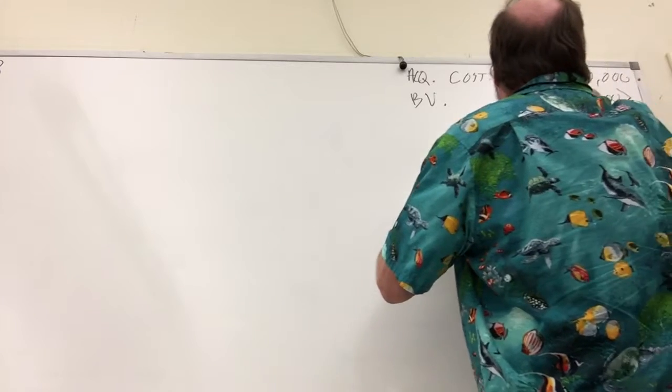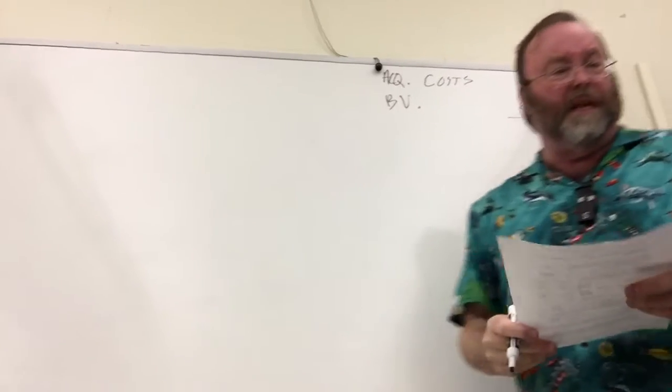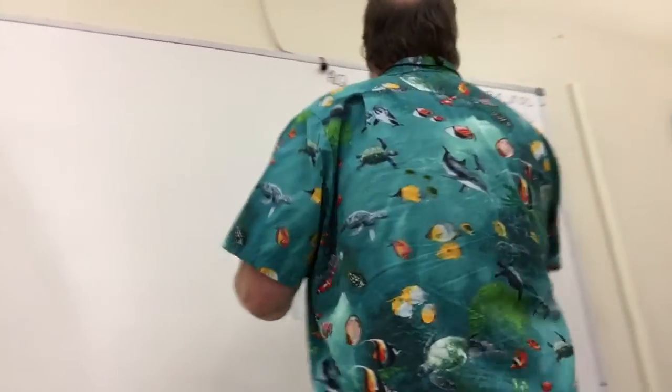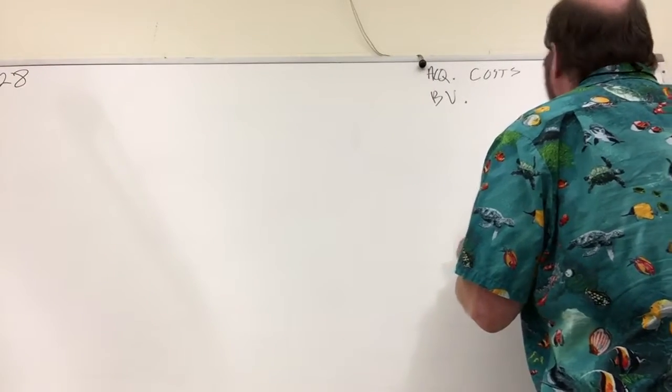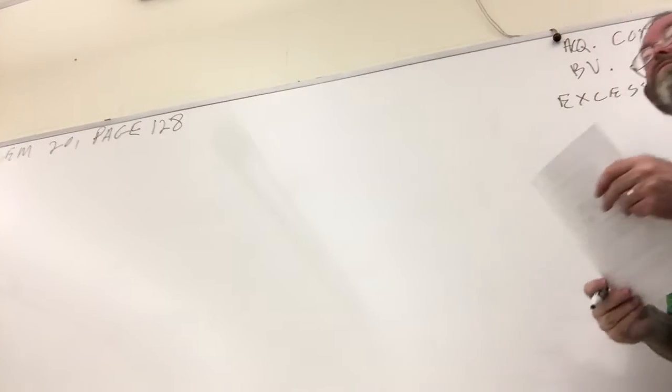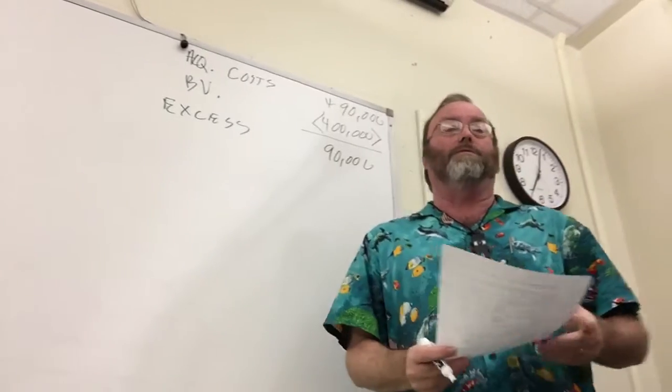And that's if you add up all of the assets and subtract out all of the liabilities. You can see the $400,000 is made up of $250,000 common stock, $100,000 of retained earnings, and $50,000 of additional paid-in capital. So those three credits make up that $400,000 book value, or you could add up all the assets and subtract all the liabilities. So that means there is a $90,000 excess of fair market value over book value.